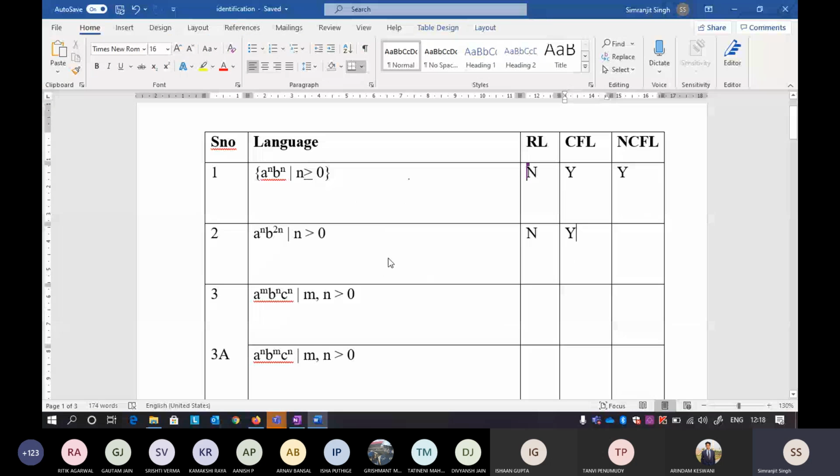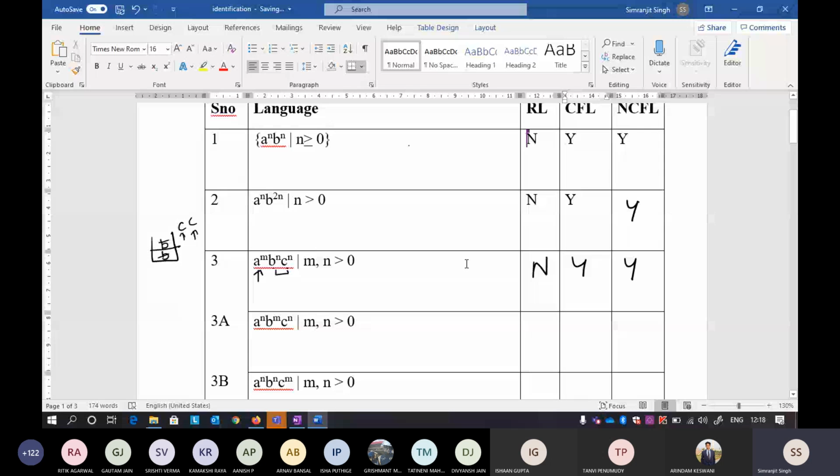This is again no, yes, and yes. I can also write it here in the word. Now check this question: a raised to power m, n, and n. It is not regular, you can directly say that. And I think Varun has again given the right answer, because if you put it in a stack, A is not dependent upon B and C. So you do not push A onto the stack. You will directly push any number of B's, and after seeing a C, you will pop it. That is how to build this one. You can say this is a CFL, and also a DCFL.